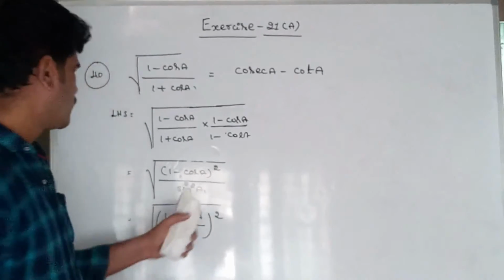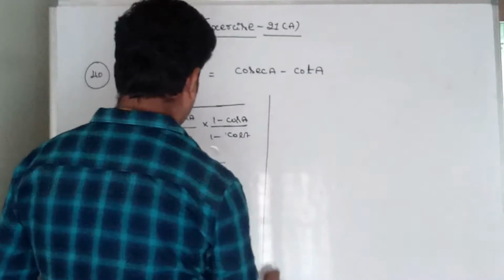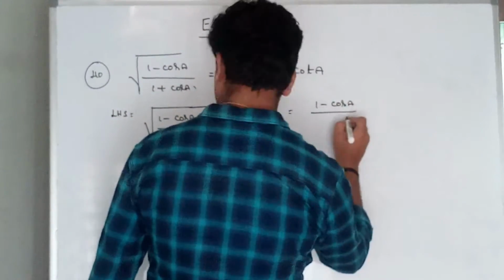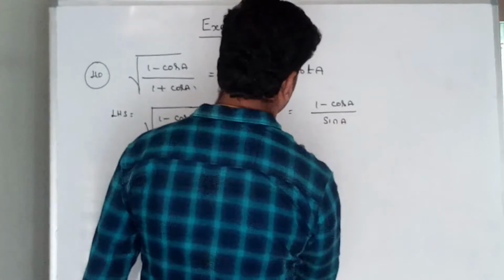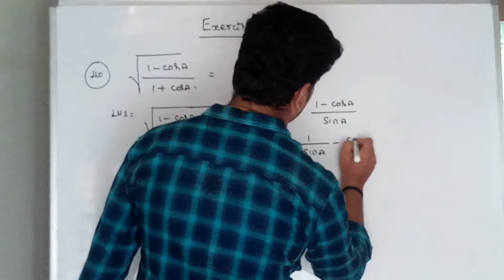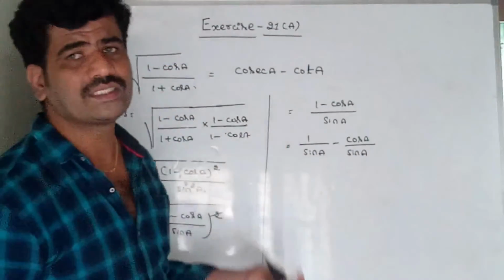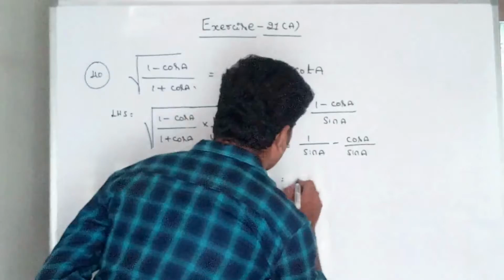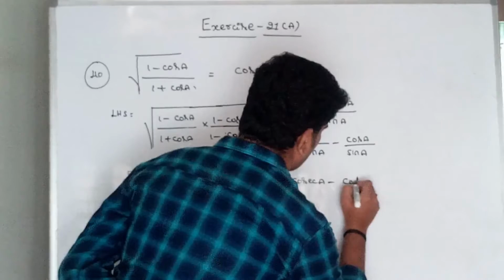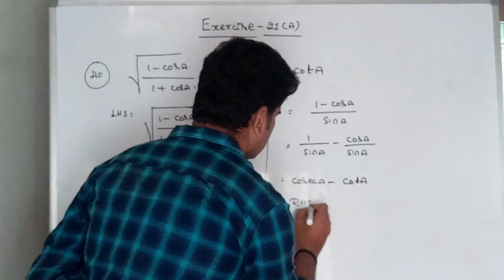So square root of 1 minus cos A divided by sin A the whole square. The square and square root get cancelled. Then you will get 1 minus cos A divided by sin A, which is equal to 1 by sin A minus cos A by sin A. Now 1 by sin A is cosecant A, minus cos A by sin A is cot A. So this is our required answer, equal to RHS.